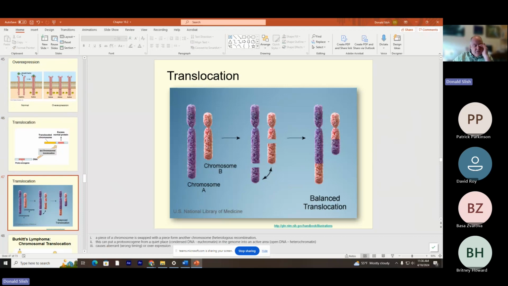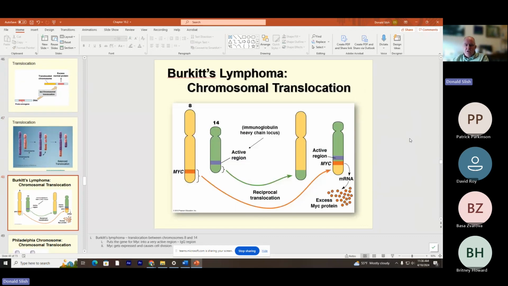So this is what they call heterologous recombination. I believe that's what it's called. It's not homologous recombination, which is chromosome 11 swapping with chromosome 11, but chromosome 11 with 15, that's heterologous recombination, and it is dangerous. Here's why it's dangerous. So again, this is overexpression.